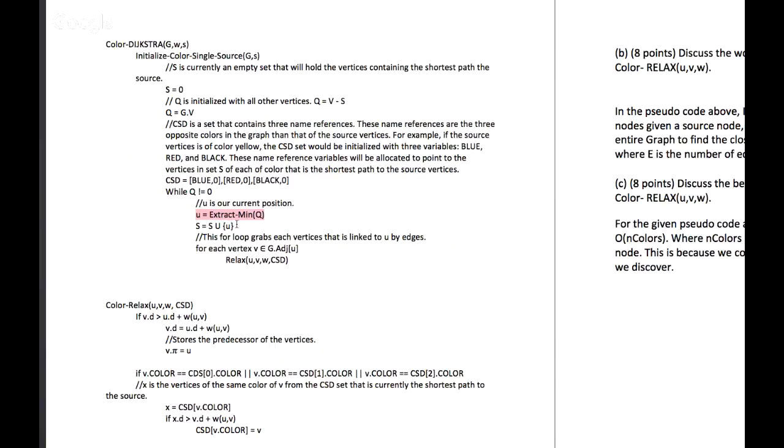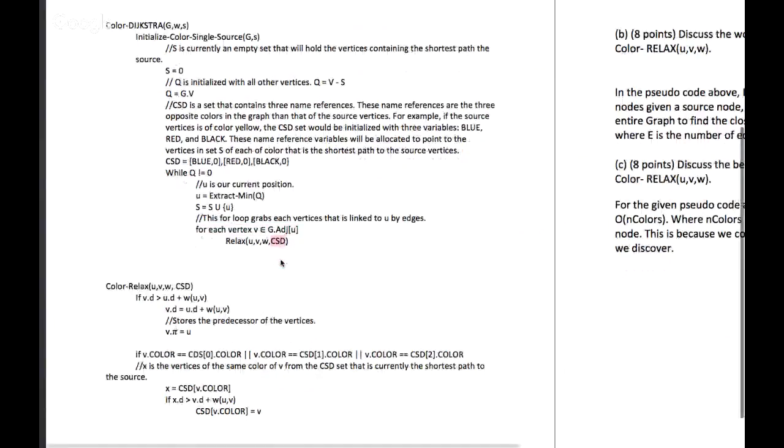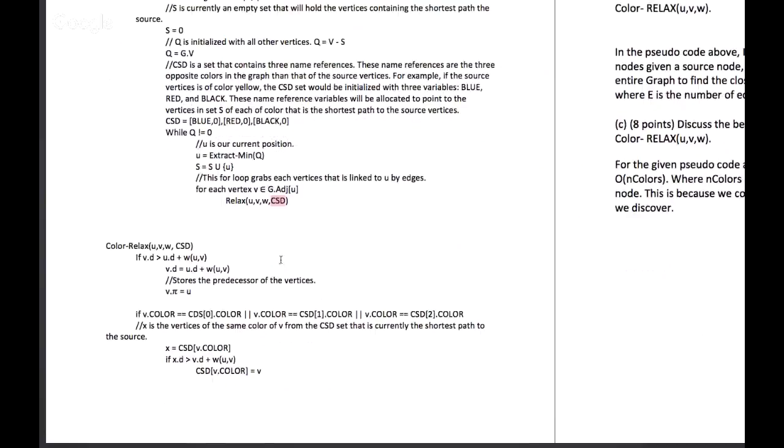Then we add U into set S, and then we say for each vertex that's adjacent to U, we call the relax method. Now we pass the CSD set in because that's where most of our work is done. So here's the color relax.